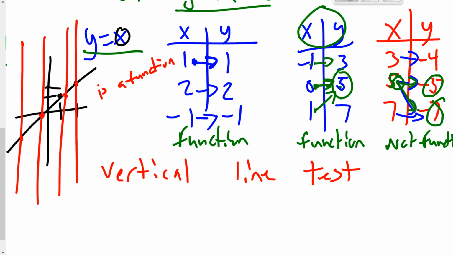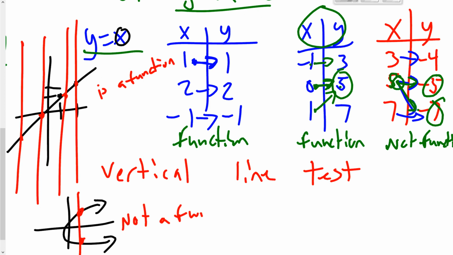For instance, say I have this graph, I draw my vertical line. Look, it crosses twice. 1, 2. So this one would be not a function. Okay, so it looks something like this, where 5 went to negative 5 and negative 7.